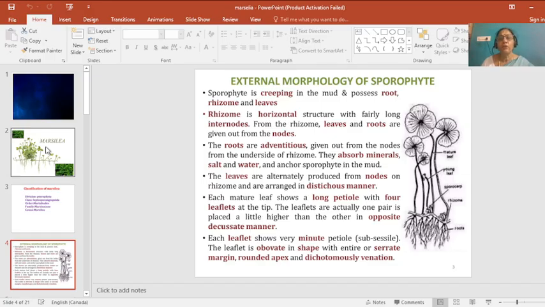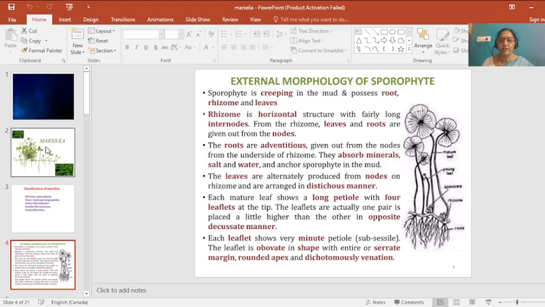Regarding the morphology of the sporophyte, Marsilea, which is known as the clover fern, is creeping in the mud and possesses root, rhizome, and leaves. The rhizome is horizontal with fairly long internodes. From the rhizome, leaves and roots are given out from the nodes.